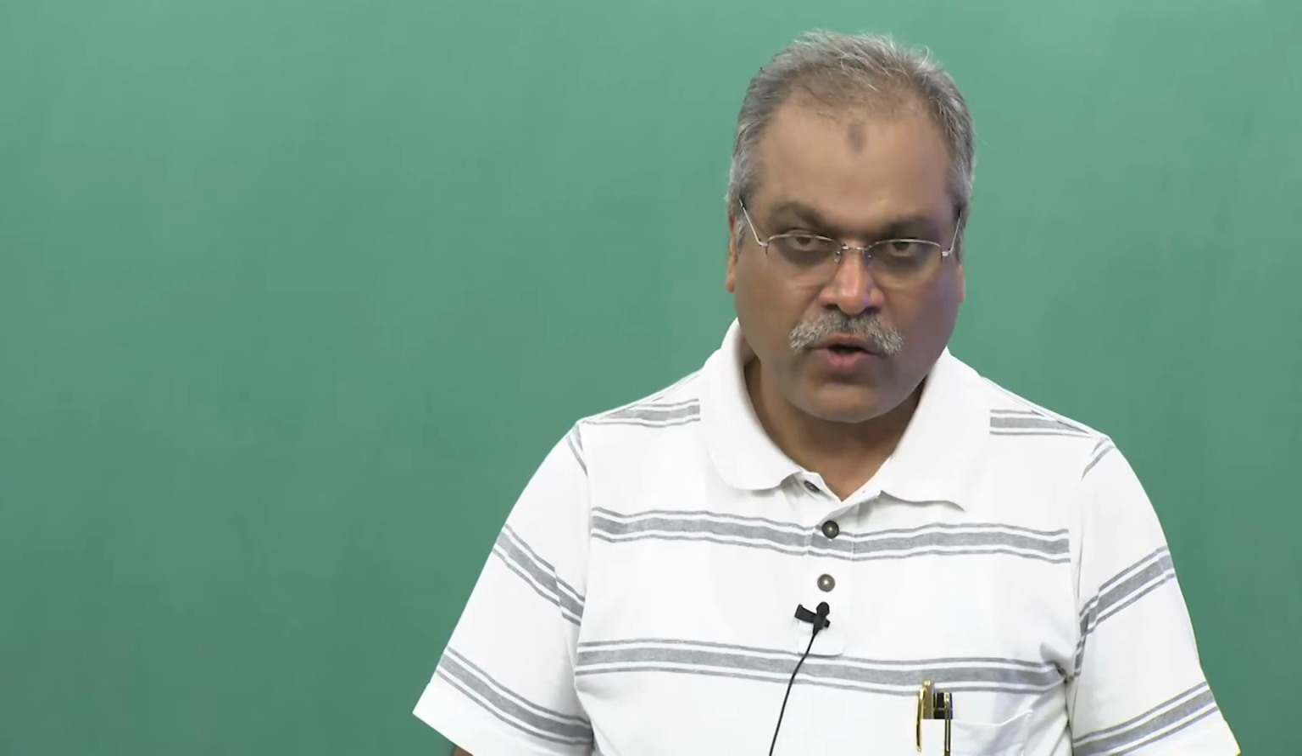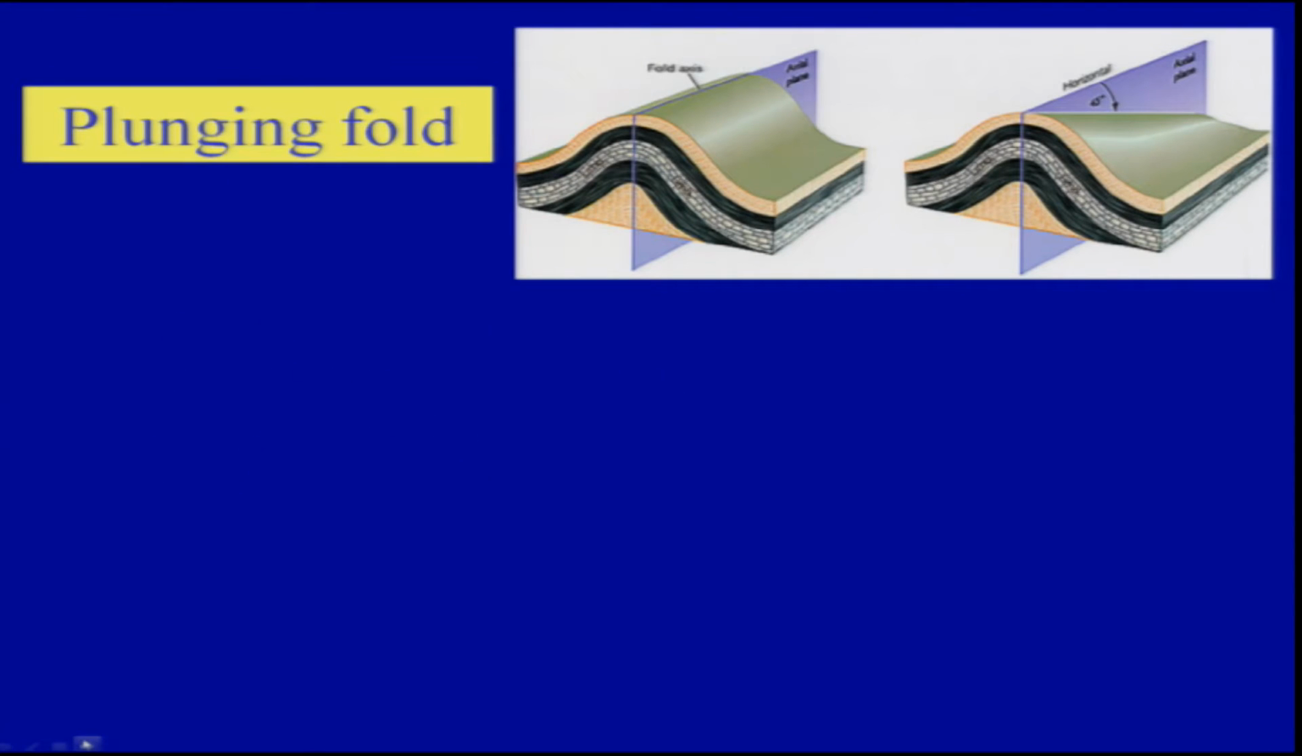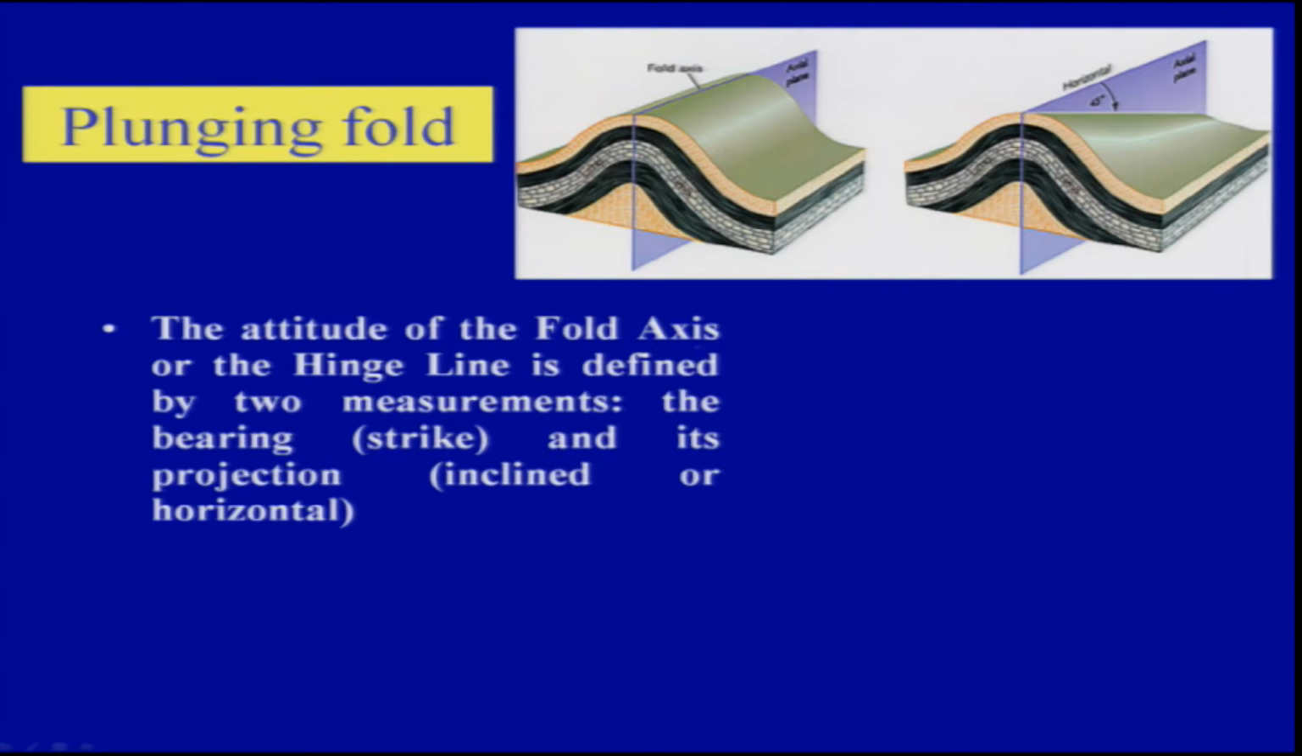Okay, welcome back. So last lecture we were talking about the plunging fold. Now the importance here is of the fold axis. If the fold axis is inclined, then we will call this a plunging fold, and if the fold axis is horizontal, we will say non-plunging fold. And this is extremely important because we need to know where to put a tunnel.